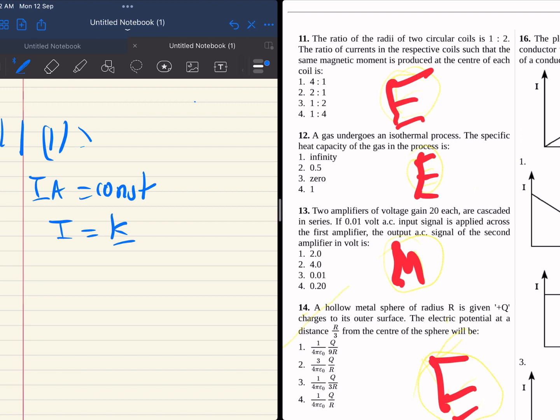Let's move on to the 12th question. We know that a gas undergoes an isothermal process. The specific heat capacity of the gas in the process is? The answer will be infinity.